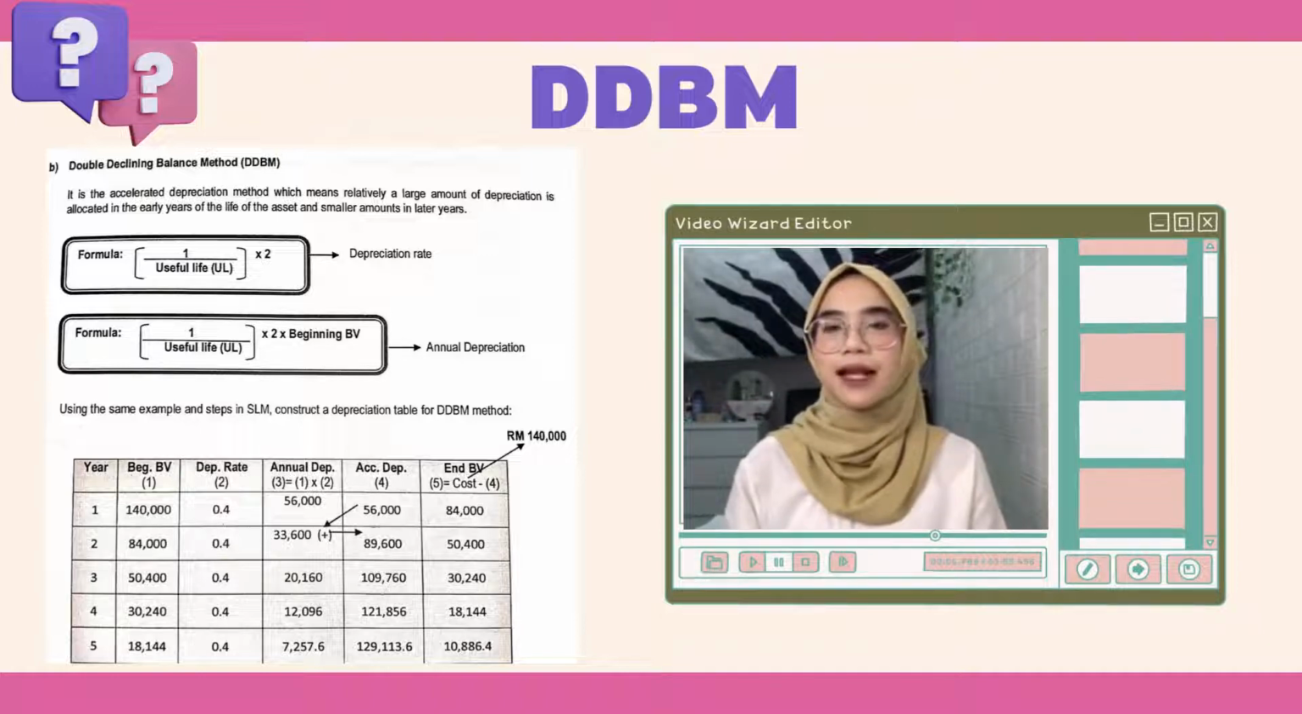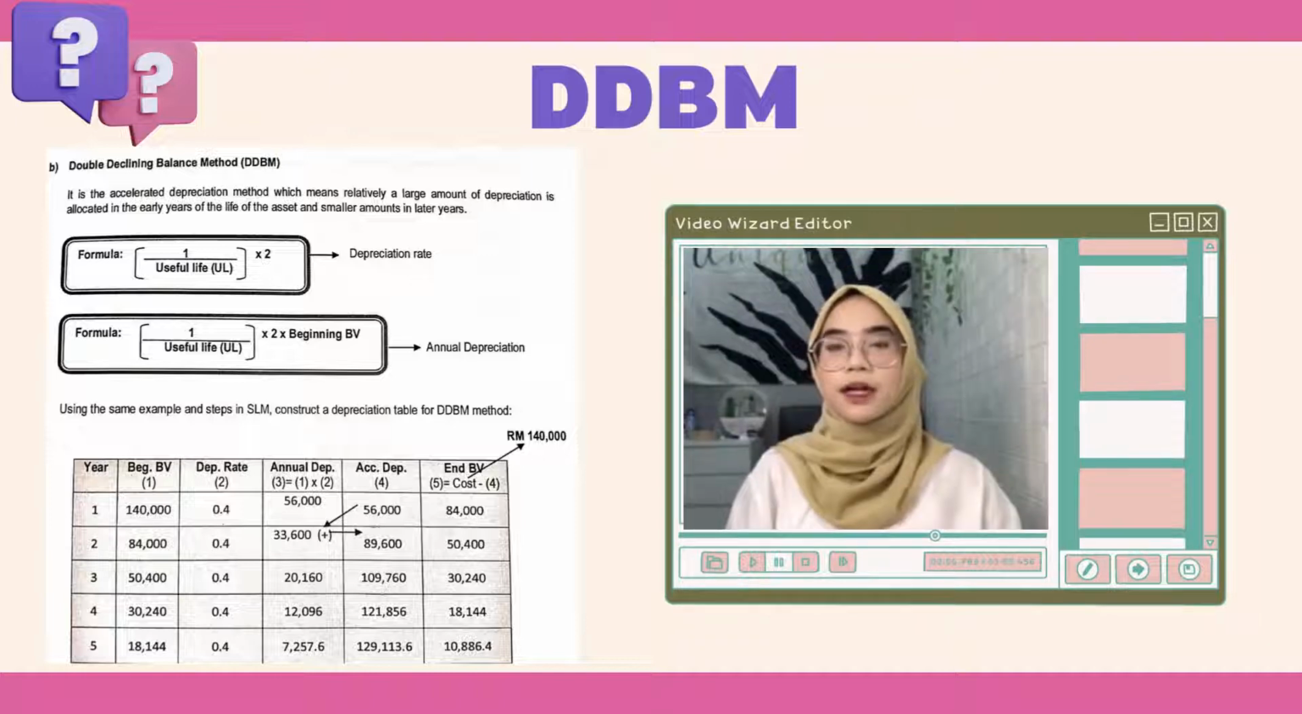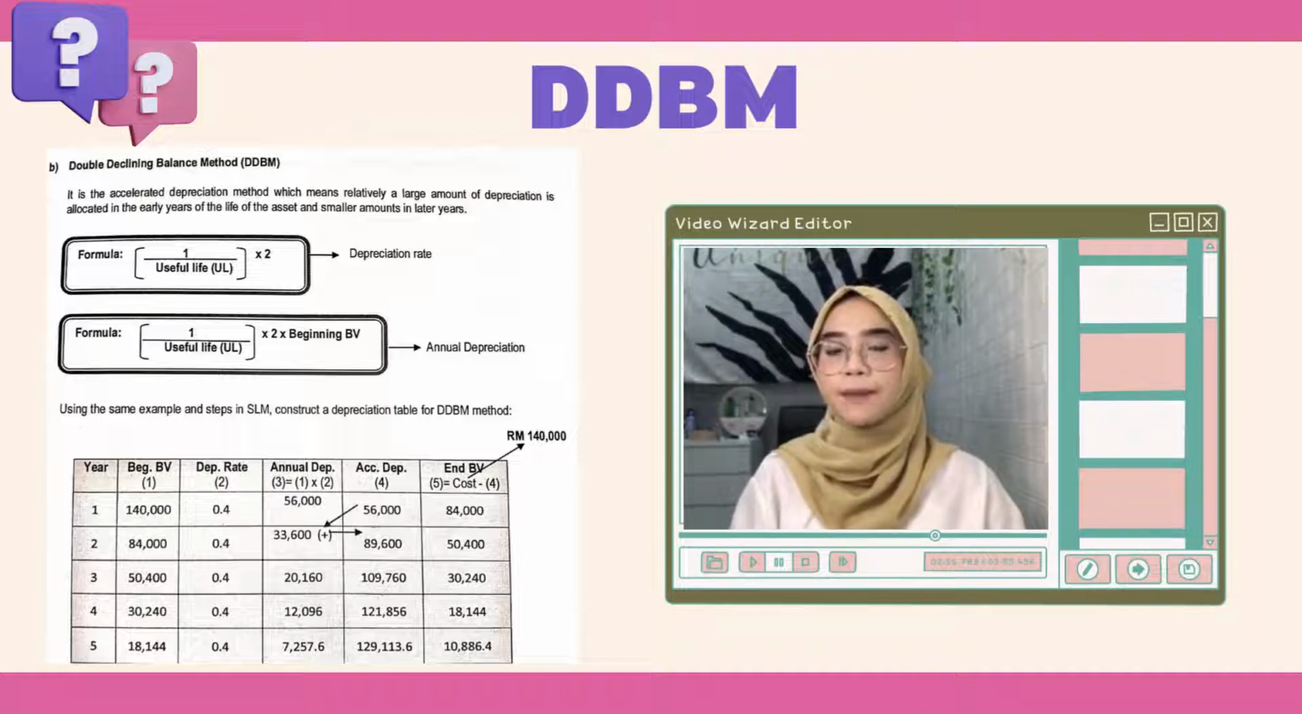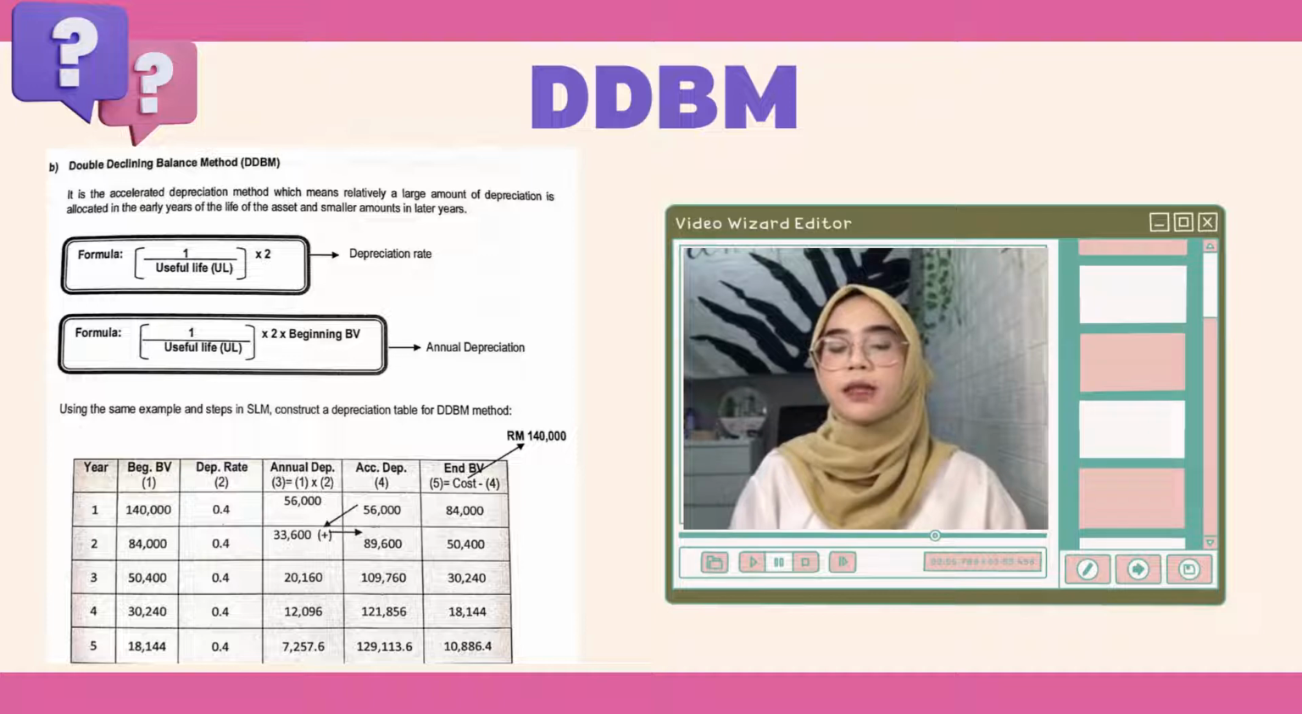Using the same example and steps as in the straight line method, construct a depreciation table for the double declining balance method. Now we look at the example. For year 1, the beginning book value is RM140,000 and the depreciation rate is 0.4. So, to get the annual depreciation, we need to multiply the beginning book value by the depreciation rate. So we get here RM56,000.